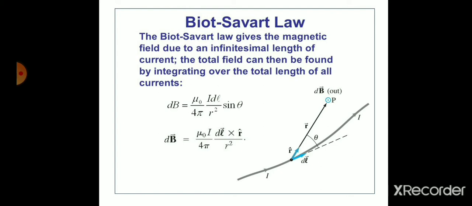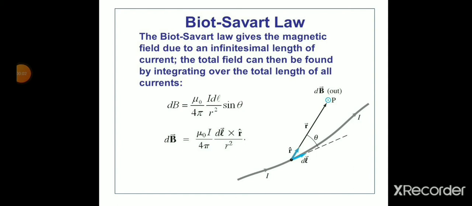Let us assume a conductor of infinite length in which a section dl is chosen. A current I is flowing through this conductor. Let P be the external point where we are willing to calculate the magnetic field. Let this external point P make an angle theta with the direction of dl, and let it be at a distance of r from this current element dl.